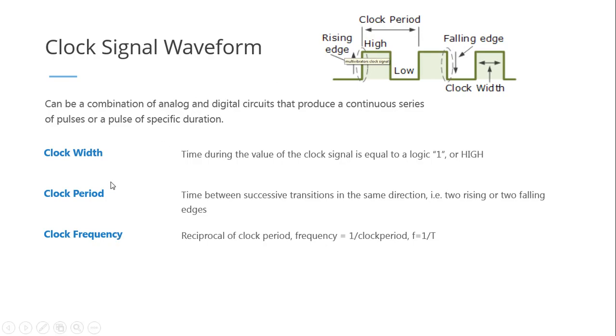Next, we have the clock frequency. The clock frequency, as with signal frequency, would be the reciprocal of the clock period. That means we could determine clock frequency if we divide 1 by the clock period.